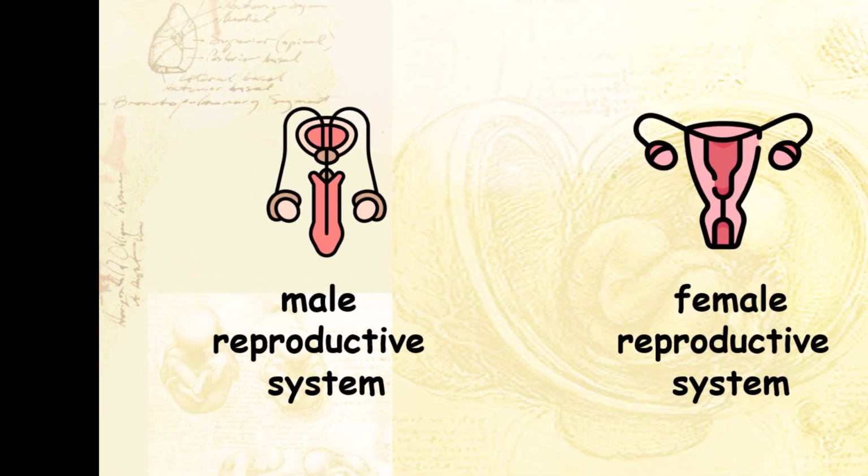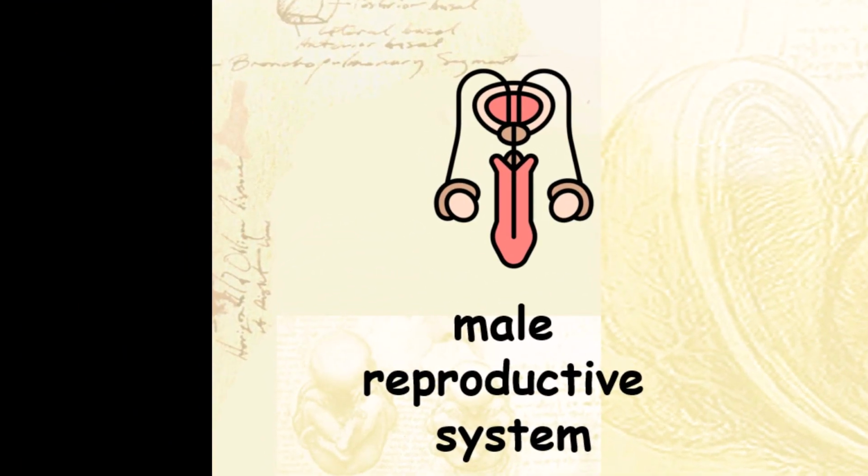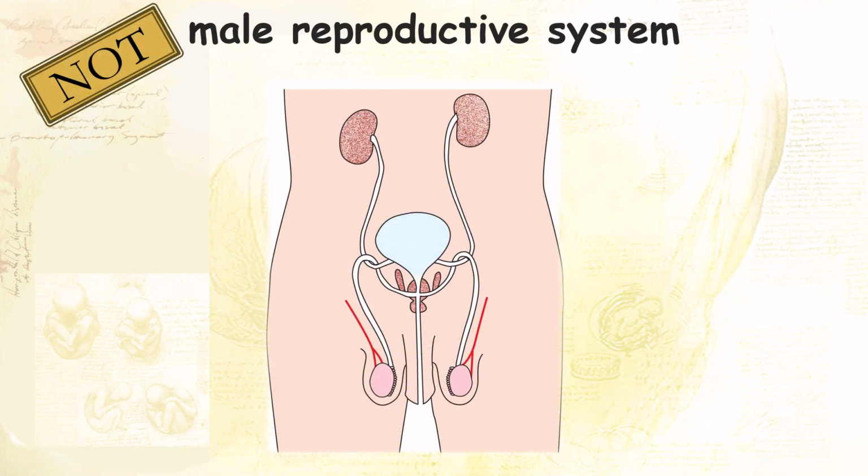When you are shown a diagram of the male reproductive organs, there might be organs that are not part of the male reproductive system, such as the urinary bladder and ureter. You might be asked to label the ureter, as one might confuse the tube with the urethra.